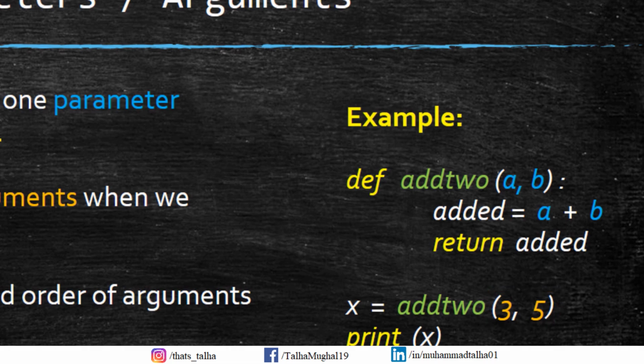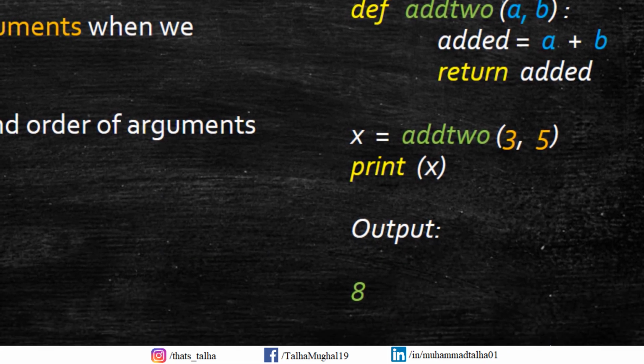Now that 3 will be saved in a and that 5 will be saved in b. After that, both values will be added, which will give the value of 8, and that 8 will be stored in the variable added. After that, the value of added will be returned as the output. So whenever I try to print out the value of x, I will get an output of 8. All the computation that yielded the answer of 8 was done in the function add2.